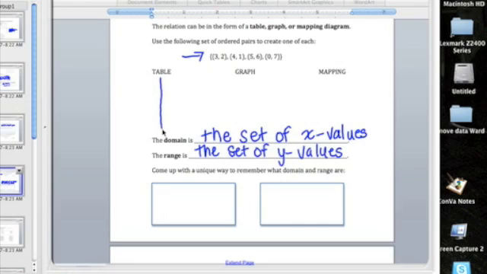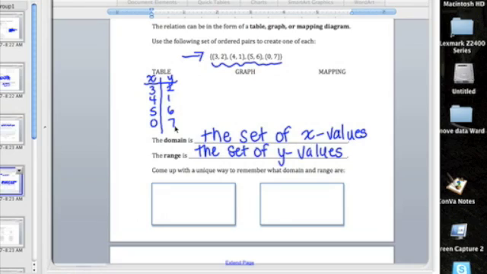If we create a table, basically a table would be an X and a Y table, and so if we use our ordered pairs, we're just splitting them up into their X values and their Y values. The X values for this set would be 3, 4, 5, and 0, and then the corresponding Y values would be 2, 1, 6, and 7.